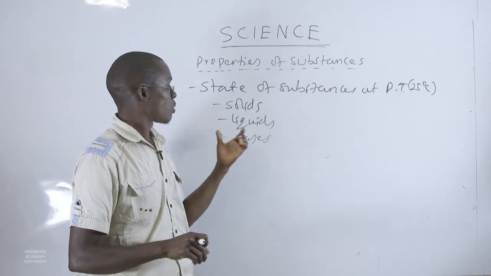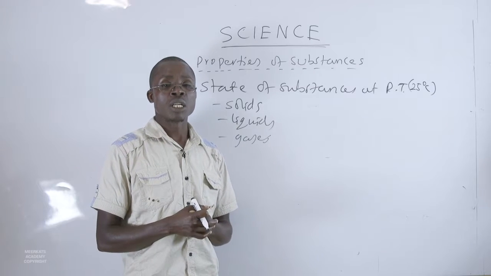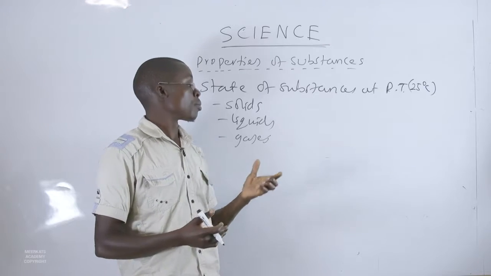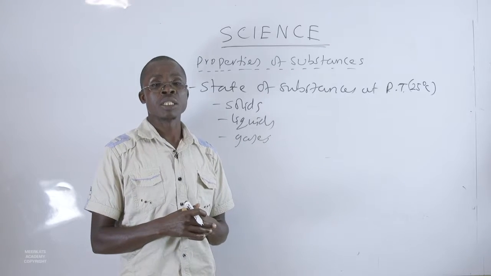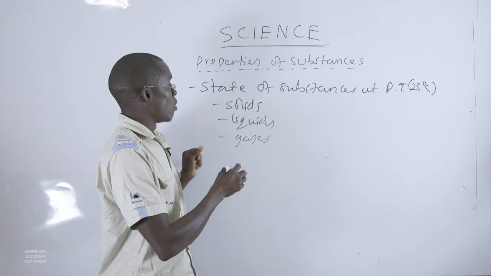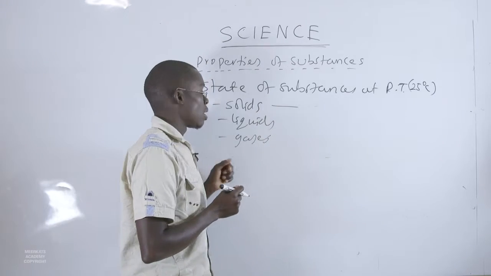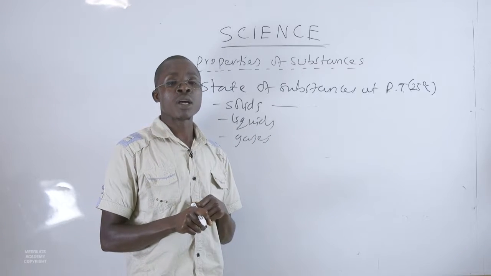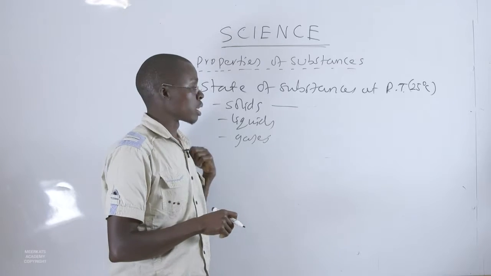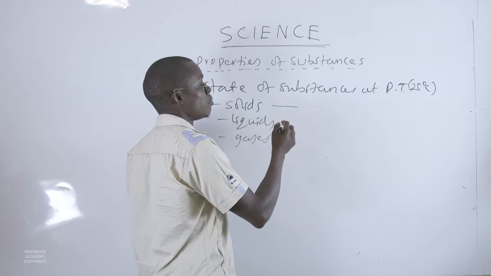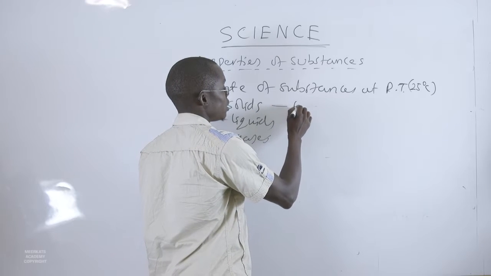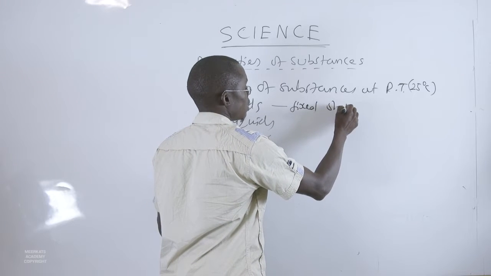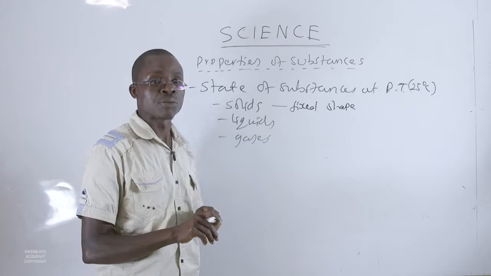So to start off, let's first of all know what is a solid, what is a liquid, and what is a gas. In addition, we'll see the properties of those items in these three states of matter. So for an item to be called a solid at room temperature, it must qualify by having the following characteristics. One, it must have a fixed shape.